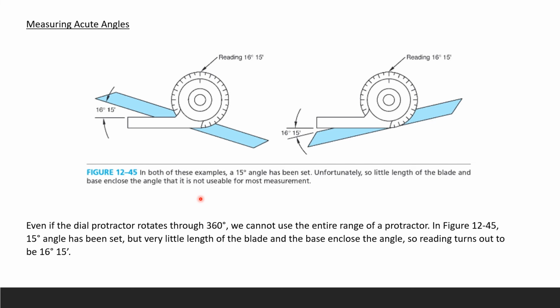Even though a dial protractor rotates 360 degrees, we can't use the entire range of a protractor. That's because a 15-degree angle, when you set it here, leaves very little length of the blade, because the blade is pretty big. The reading turns out to be like 16 degrees in 15 minutes. Even if you set the angle at 15 degrees, you can't get it, because the blade is interfering with the measurement.